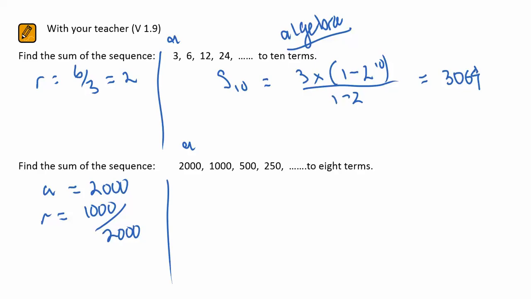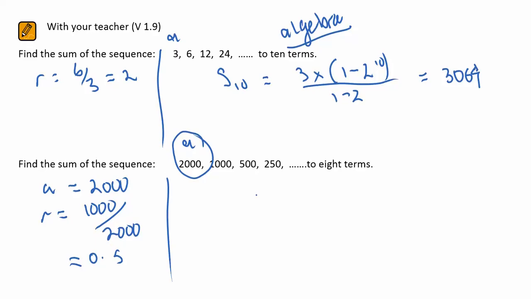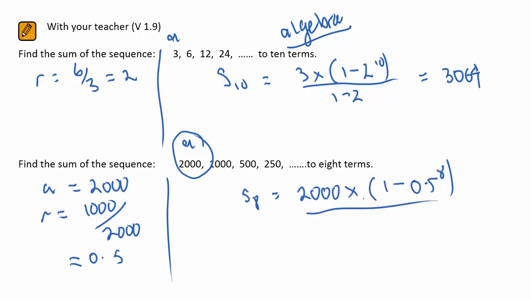In the second problem, once again, determine your first term, pretty obvious, and then your common ratio. So 1000, the second term, divided by the first term, which gives us 0.5. Sum to 8 terms. And that should give you quite a large number. Once again, it would pay to check that using the calculator.